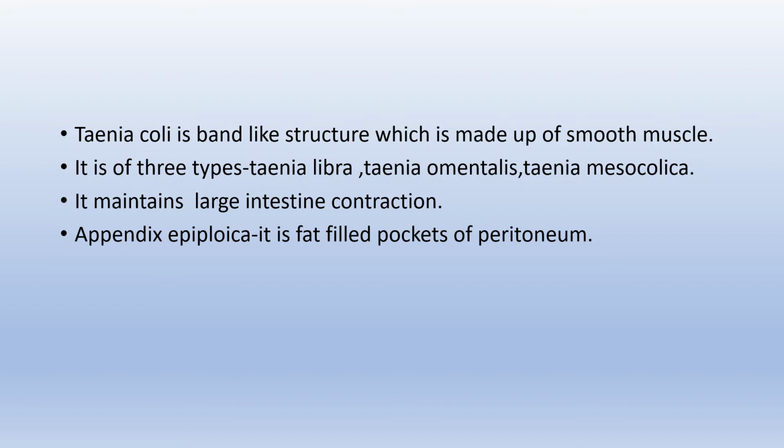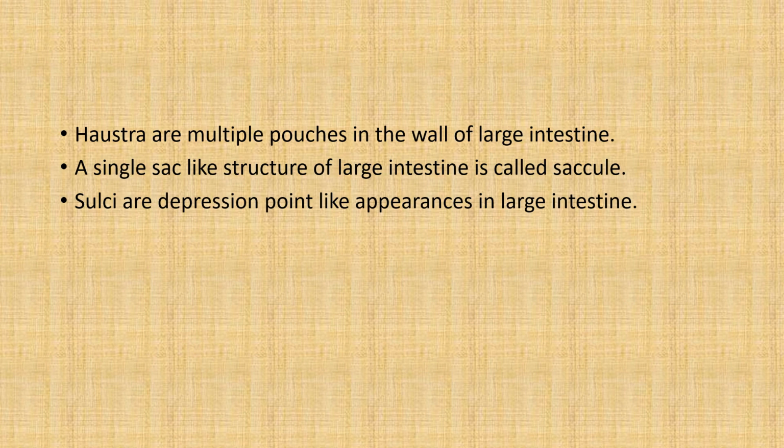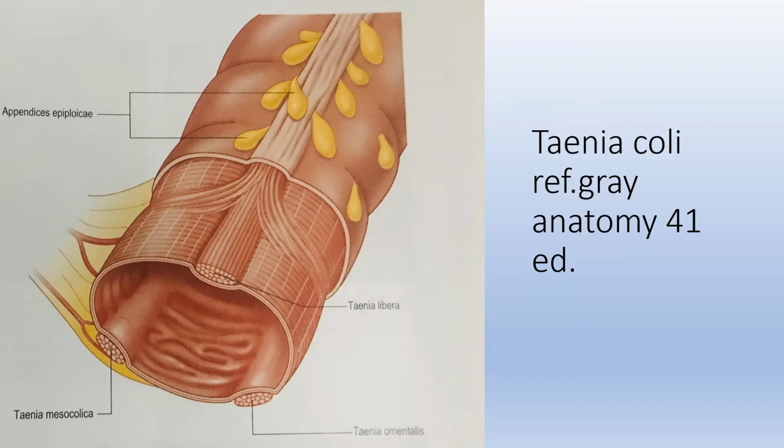Appendix epiploica, it is fat-filled pockets of peritoneum. Haustra are multiple pouches in the wall of large intestine. A single sac-like structure of large intestine is called saccule. Sulci are depression point-like appearances in large intestine.